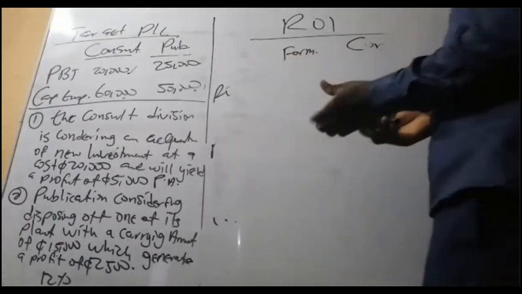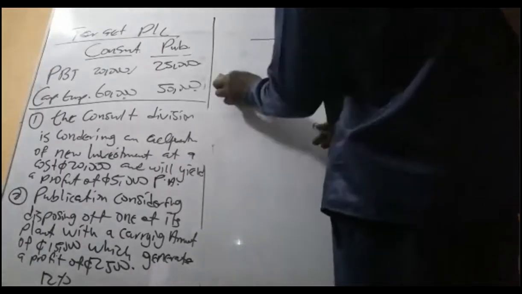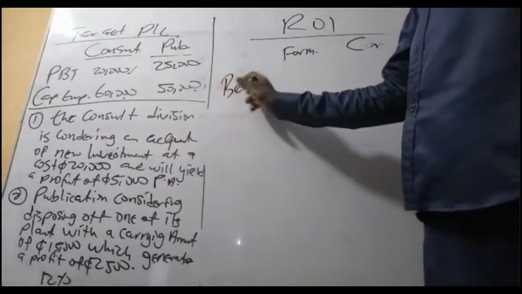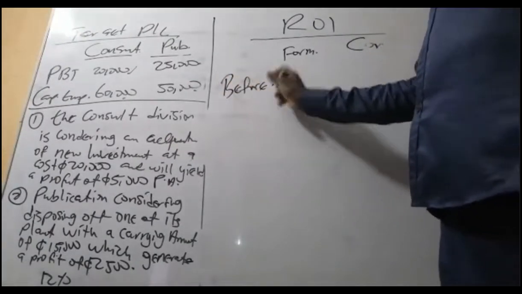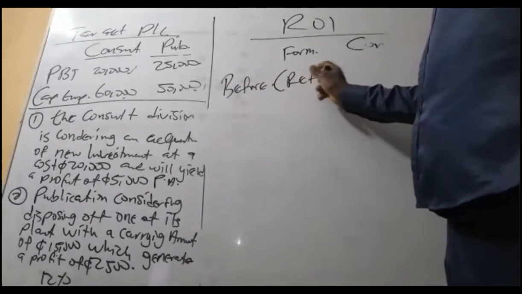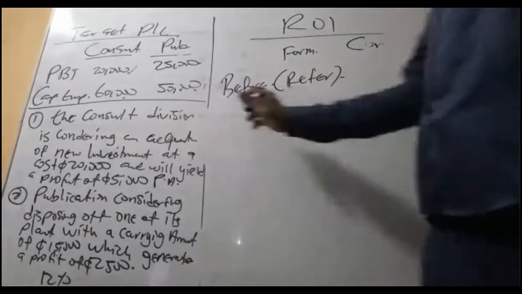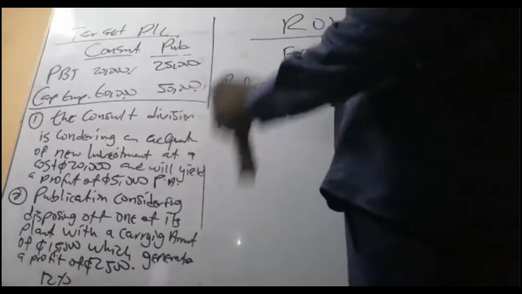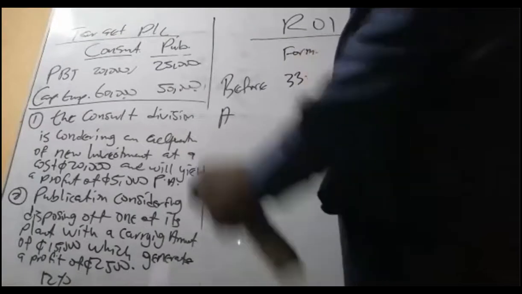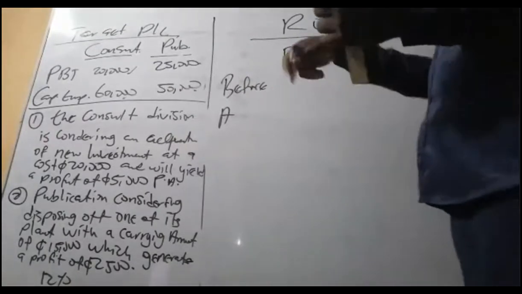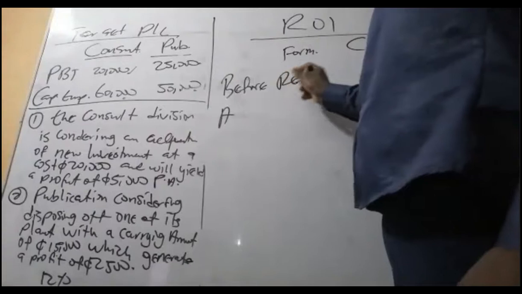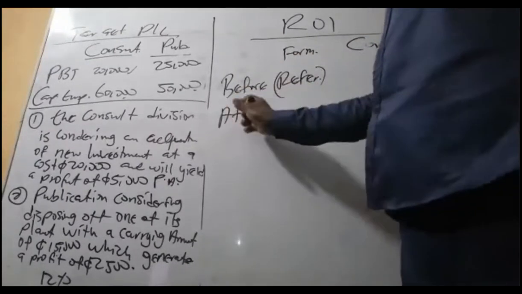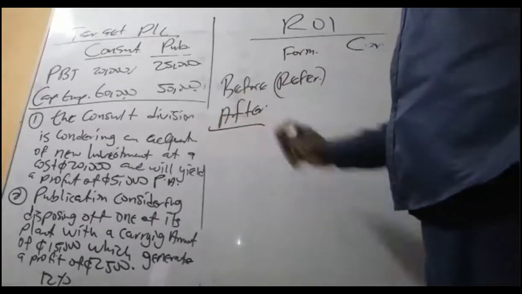So I will not do that one again. Even though they have asked us to do the before, I'll put here: refer to the previous solution. That's all. Before, we are 33.3%, and I'll write the residual income too: refer to the previous solution. So after, that's where my interest is.